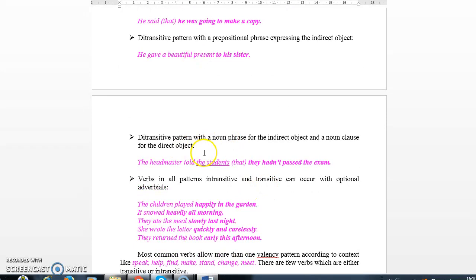In the ditransitive patterns, you can have a noun phrase for the indirect object and a noun clause for the direct object. Remember always that a noun phrase is just a phrase, whereas a clause always has a subject and a verb. So, if you say, the headmaster told the students they hadn't passed the exam, who did he tell? The students would be the indirect object. And what did he tell them? They hadn't passed the exam. That would be your direct object.